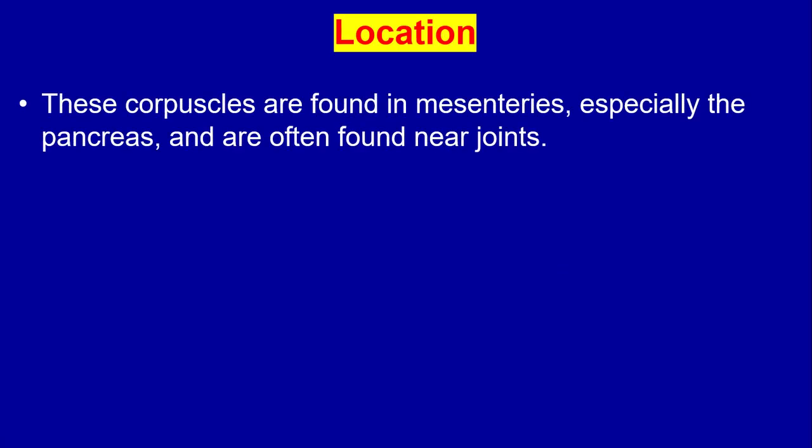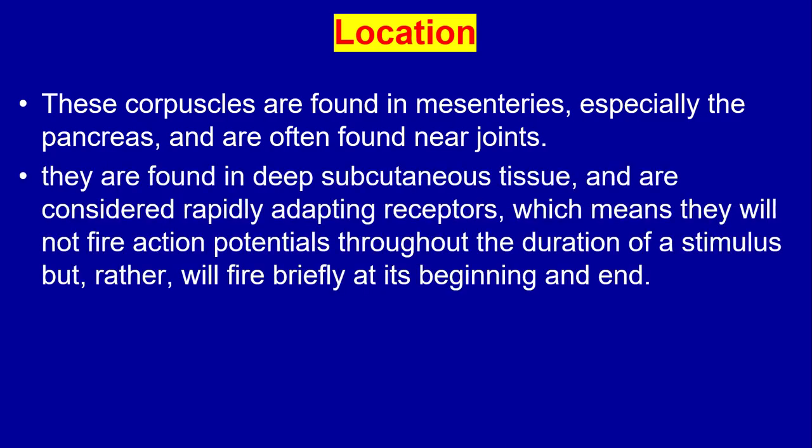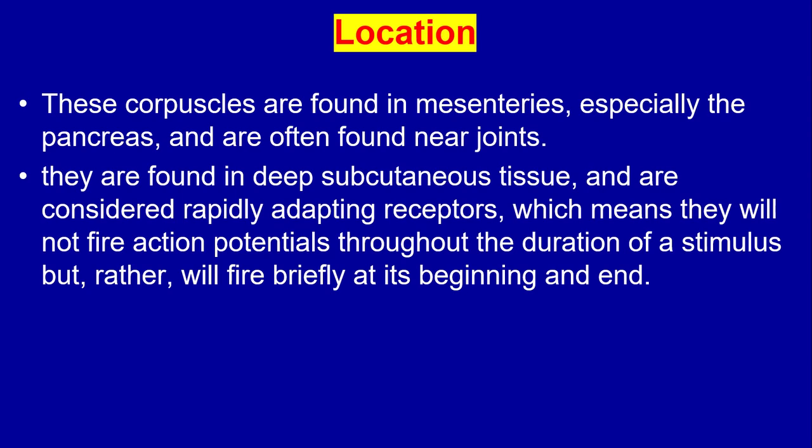Location. These corpuscles are found in mesenteries, especially the pancreas, and are often found near joints. They are found in deep subcutaneous tissue and are considered rapidly adapting receptors, which means they will not fire action potentials throughout the duration of the stimulus, but rather will fire briefly at its beginning and end. When pressure is applied, they are stimulated and then they adapt rapidly.